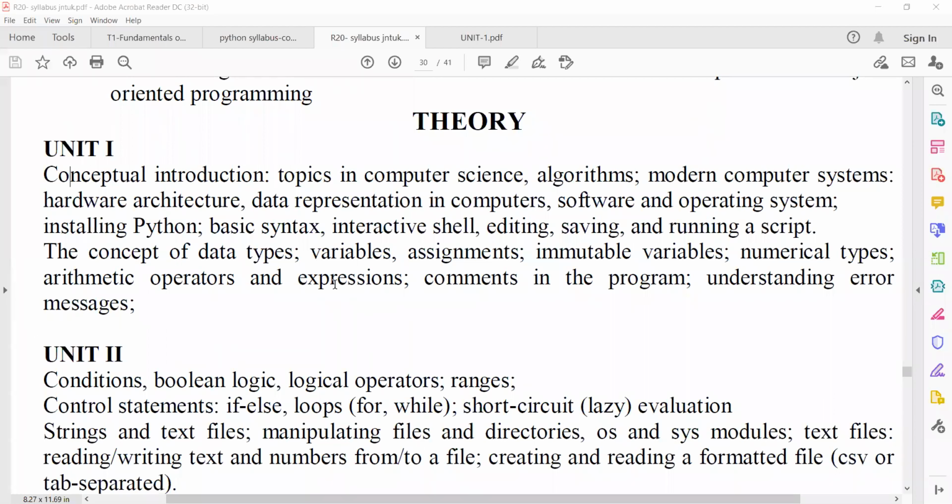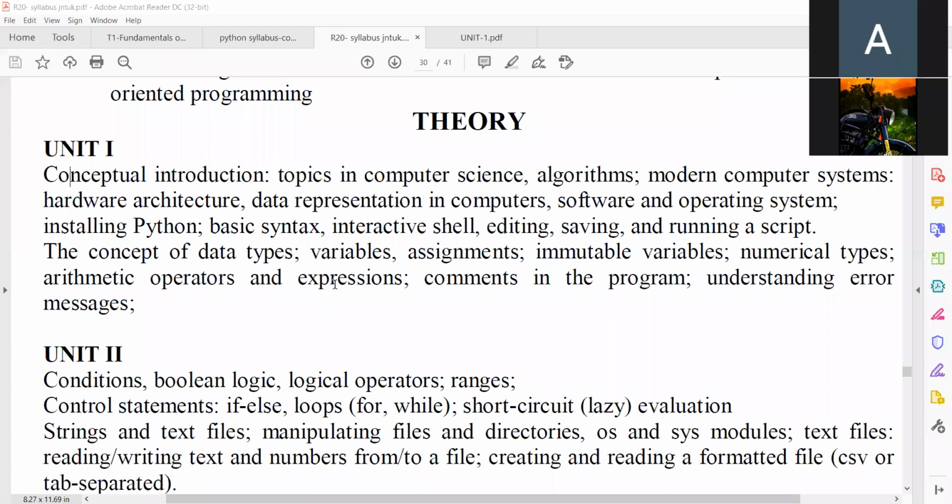In Python programming, the arithmetic operators are the same as anywhere. So what operators come under arithmetic operators? Addition, subtraction, multiplication, division, modulus, and power also come under arithmetic operators.